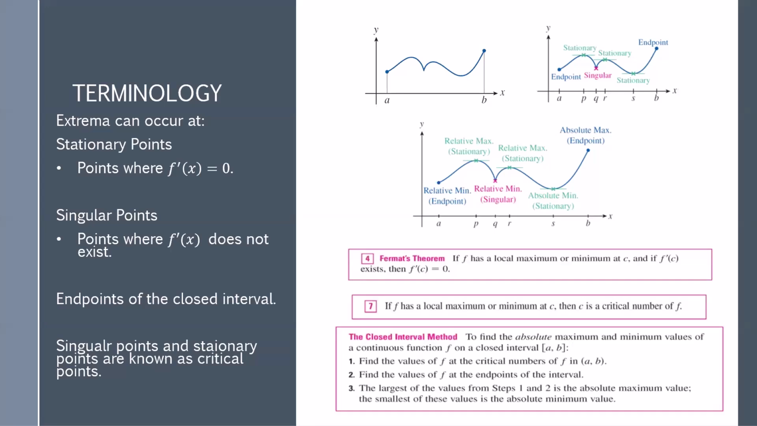Now, to find the absolute maximum and minimum values of a continuous function f on a closed interval [a, b], first find the values of f at the critical points in the open interval (a, b). Second, find the values of f at the endpoints of the interval. And third, the largest of these values from steps 1 and 2 is the absolute maximum value. The smallest is the absolute minimum value.